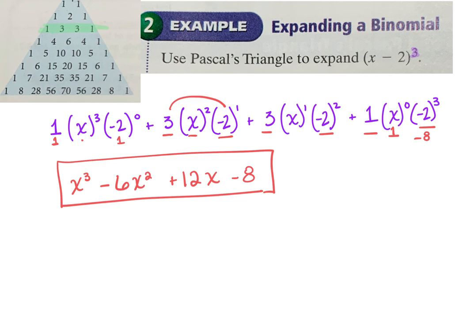So go ahead and try that exact one to the 4th, which is check understanding number 2.